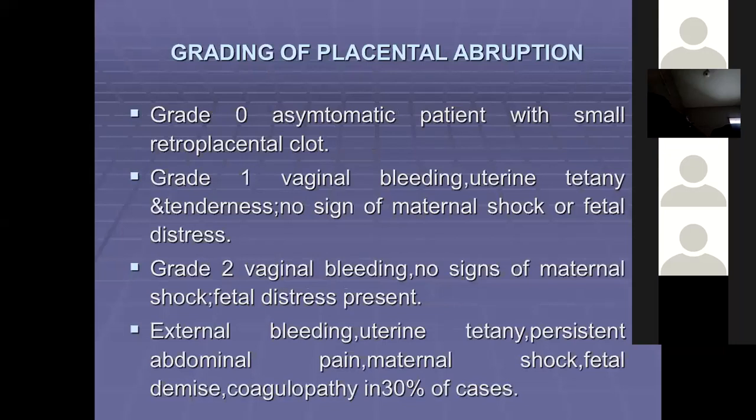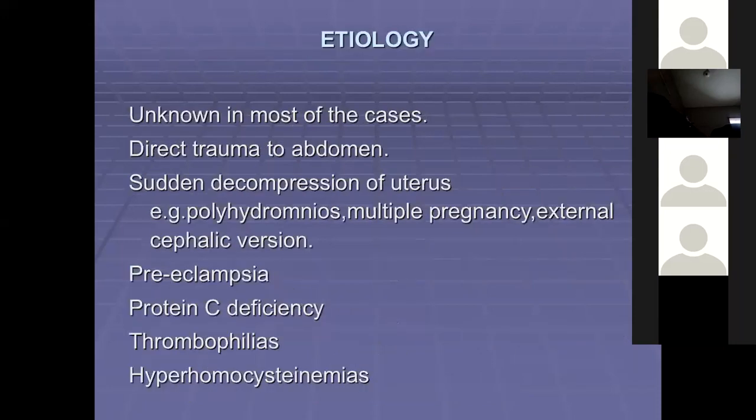Again, we also grade the placental abruption: grade 0, grade 1, and grade 2. In case of grade 0, the patient will be asymptomatic with a small placental clot. Grade 1: vaginal bleeding, uterine tetany and tenderness, no sign of maternal shock or fetal distress. Grade 2: vaginal bleeding, no signs of maternal shock, fetal distress present. External bleeding, uterine tetany, persistent abdominal pain, maternal shock, fetal demise, coagulopathy within 30%, this all can occur in case of grade 1 or 2.